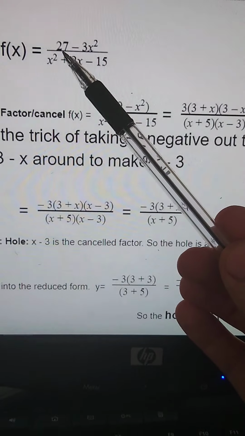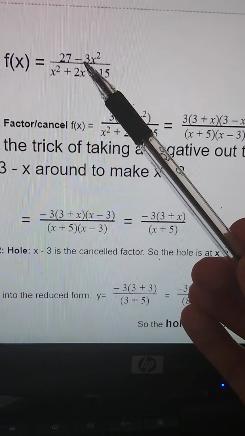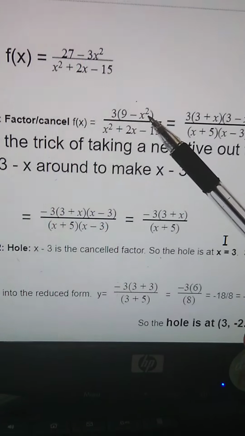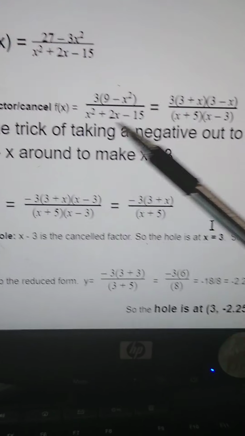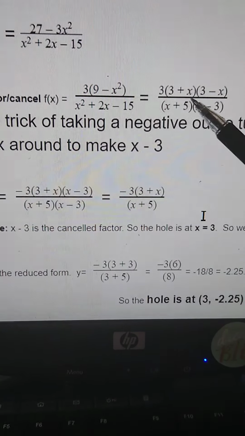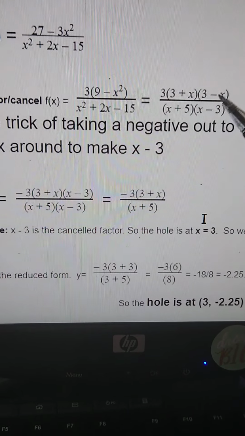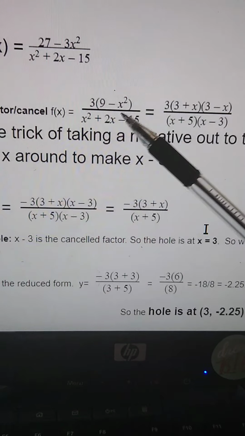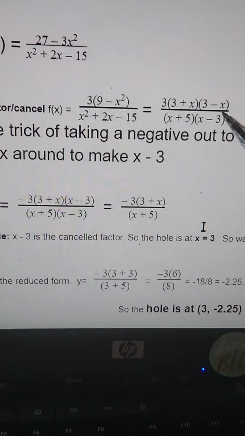GCF here. In the numerator, they both share 3. So I'm going to take a 3 out, which leaves me with 9 minus x squared. That's a conjugate rule. That's 3 plus x, 3 minus x. Notice the order is backwards though. I can't change the order without taking out a negative. So this would read as 3 plus x, 3 minus x.